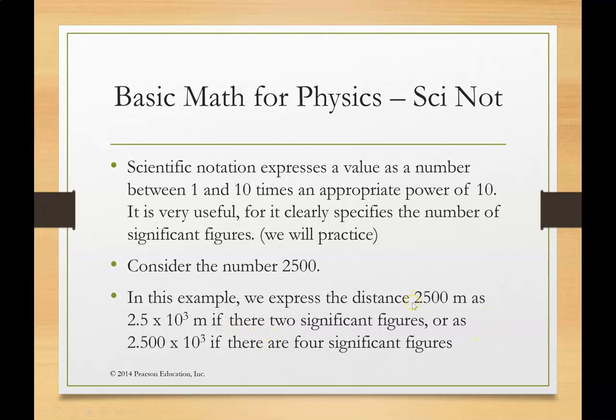If this were 0.25, and we would put our decimal place here, you would have to go 1 to the left to get it back the way you had it. So that would be a negative exponent.